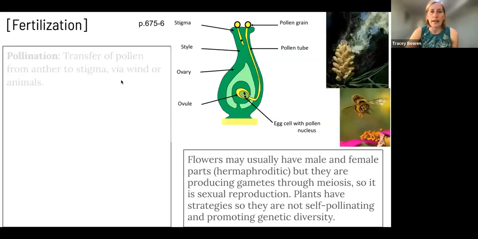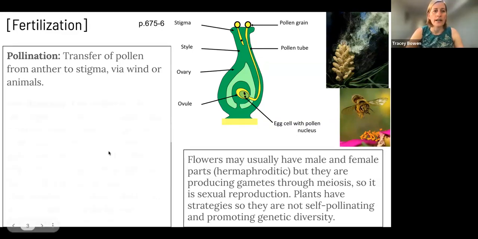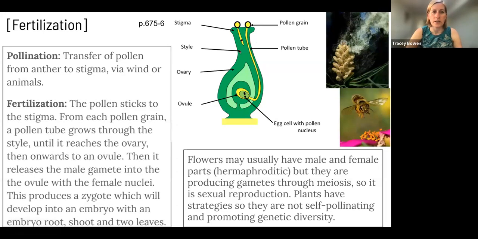So when we're looking at fertilization here, pollination is the transfer of pollen from the anther to a stigma via wind or animal. So for example, insects. And the pollen is going to stick to the stigma. From each pollen grain, a pollen tube grows through the style until it reaches the ovary, then onwards to an ovule. Then it releases the male gamete into the ovule that has the female nuclei. And this produces a zygote, which will develop into an embryo with an embryo root, shoot, and 2 leaves. So essentially a seed that can sprout into a plant.